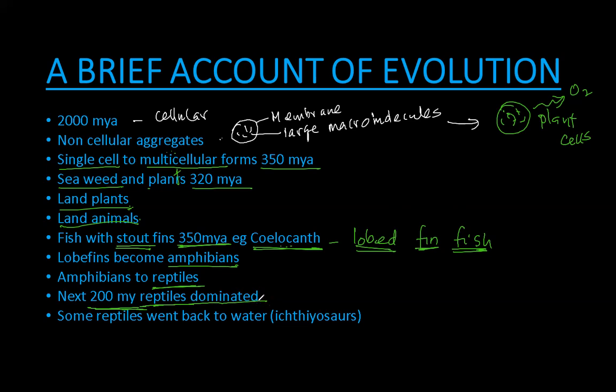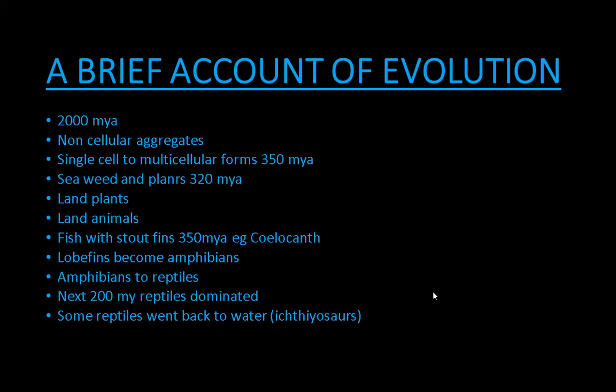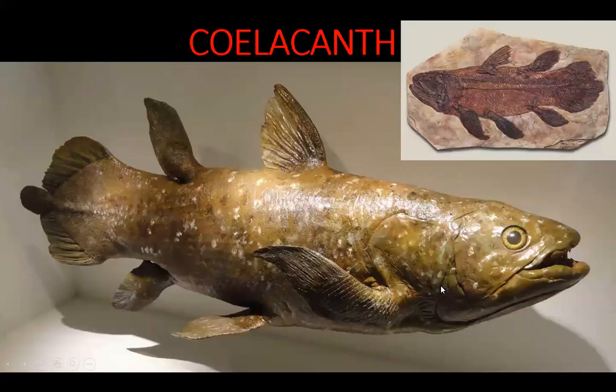And after that, for almost 200 million years, it was only reptiles on the earth. And some reptiles started swimming back in the water. One fossil we got is called Ichthyosaurus. It's a reptile, a kind of dinosaur which lived in water. Look at the pictures of this. So you have to learn the sequence of changes.